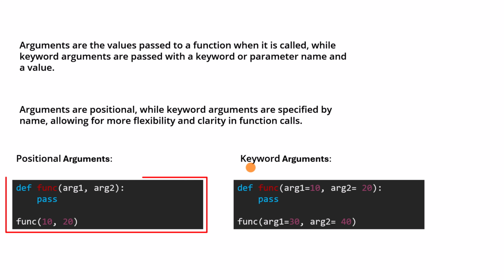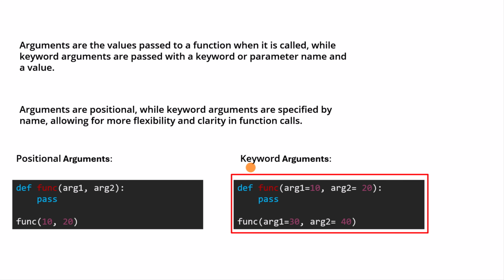So the first example here, the positional argument, you can see that when we define the function, we put in variables argument 1 and argument 2, and when calling the function, we can simply replace them by the values we want. For example, we want to replace them by 10 and 20. Argument 1 is replaced by 10 and argument 2 is replaced by 20. So that is for positional arguments. We cannot swap the position of these arguments.